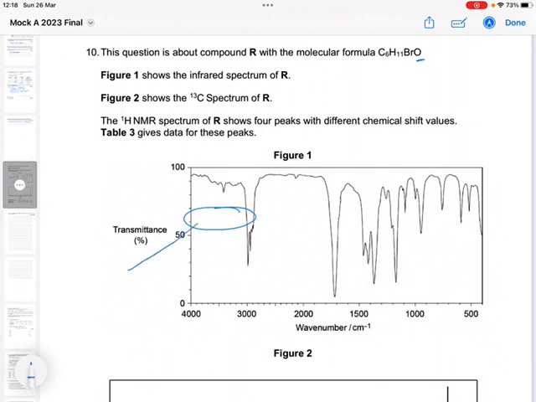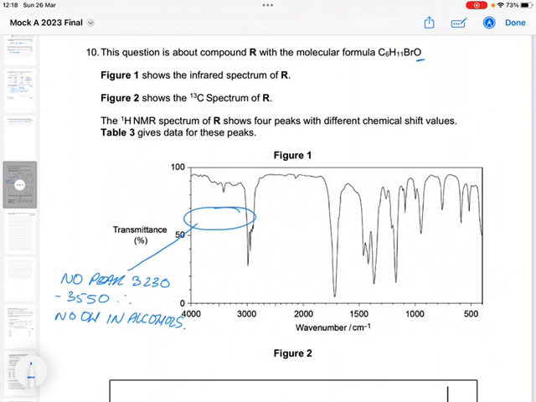So first thing I need to jot down, and I need to use the data sheet here. So there is no peak between 3,230 to 3,550. Therefore, there is no OH in alcohols. Okay, so remember with infrared, the stuff that isn't there is as important as the stuff that is there.